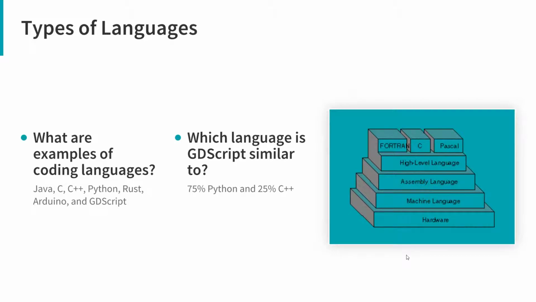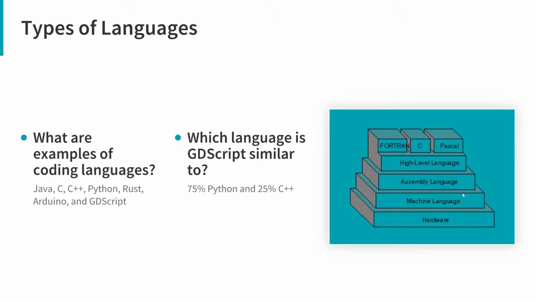So what are the types of languages, right? Everybody has probably heard of a programming language. There's Java, C, C++, Python, Rust, Arduino, and in this case, GDScript. GDScript is what the Godot engine uses, and it's about 75% Python, 25% C++. It's probably not really that ratio. I just call it that because it's very Python-y, but there are some C elements in it.